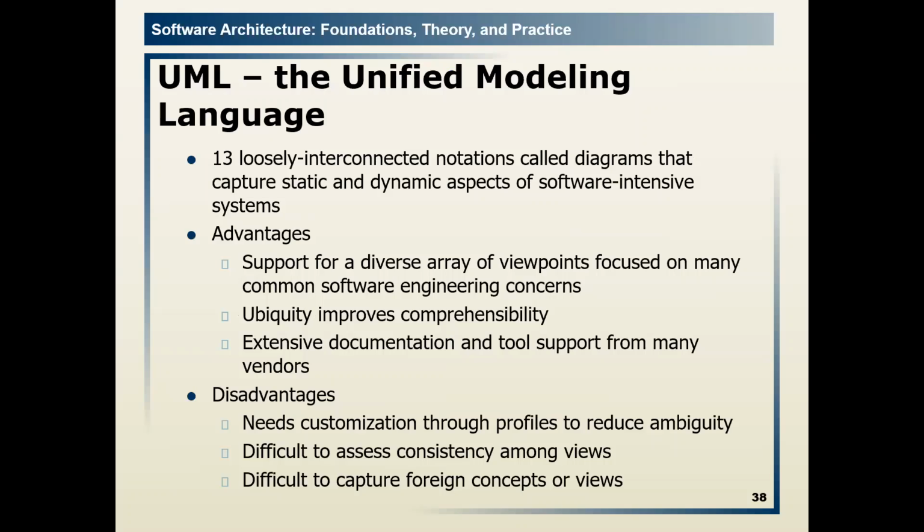Then let's compare the UML, right? The UML that you have already learned. Now we are referring to the UML first standard here. So there are 13 notations called diagrams that capture the static and dynamic aspects of software intensive systems. And the advantages are they support a diverse array of viewpoints focused on many common software engineering concerns.